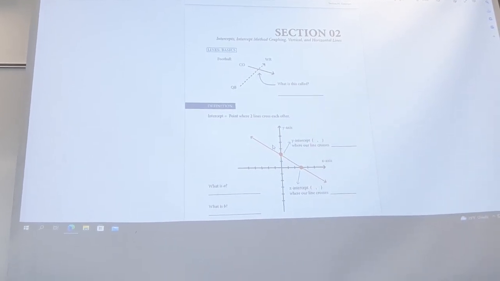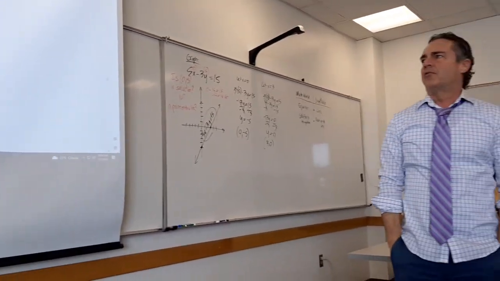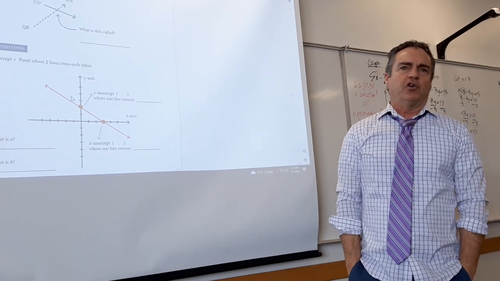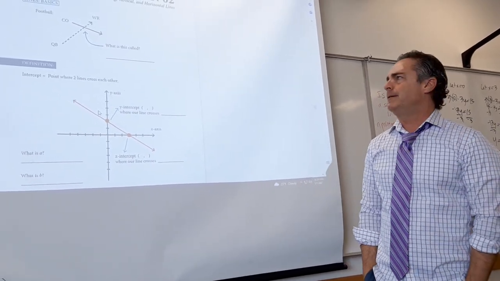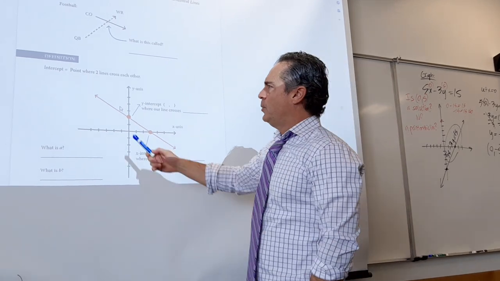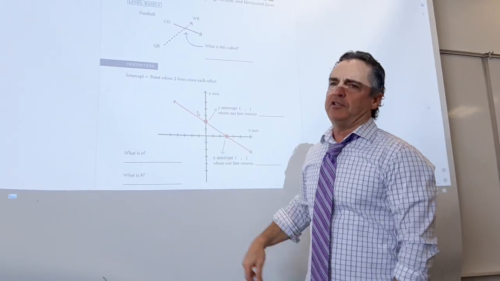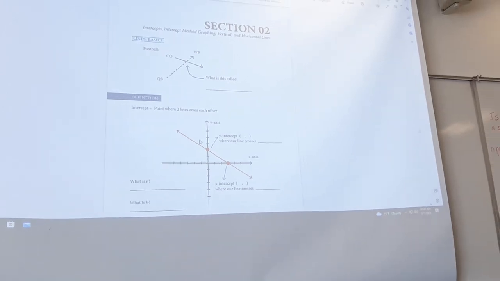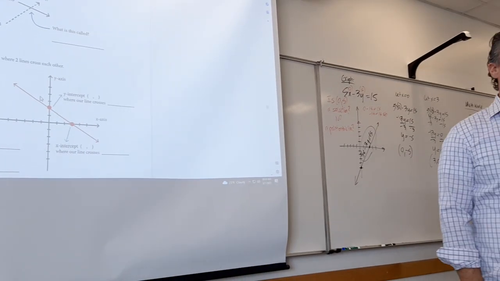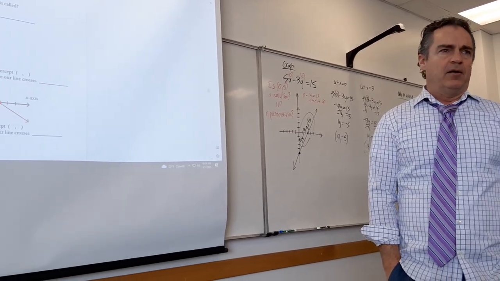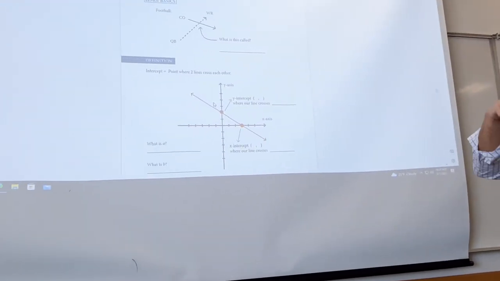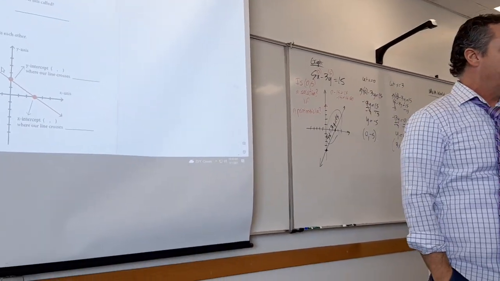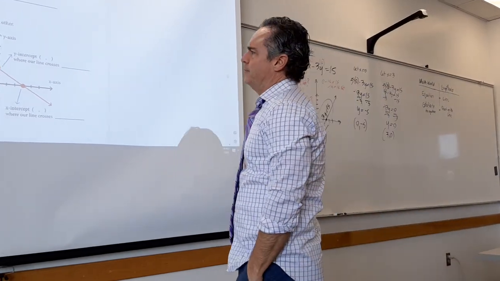Interception. Well, I hate to break your hearts, my football lovers, but an interception is not a football term. It's actually a mathematical term. Okay? And an intercept is a point where two lines cross each other. An intersection is a place at which two lines intersect, but the actual point at which the corner snags that ball, right at that very point, is called the point of interception, and that is where two lines cross each other.